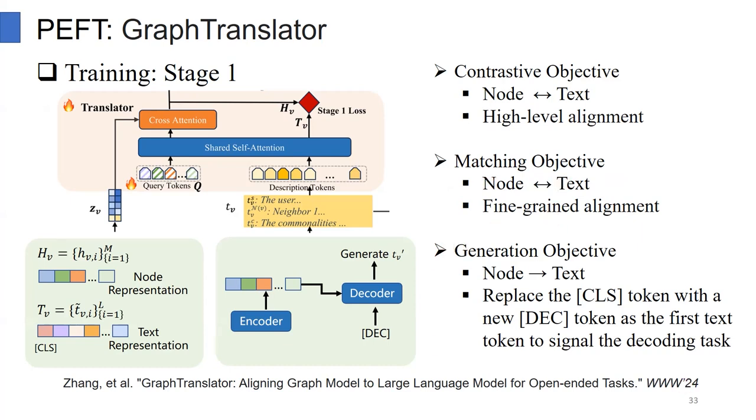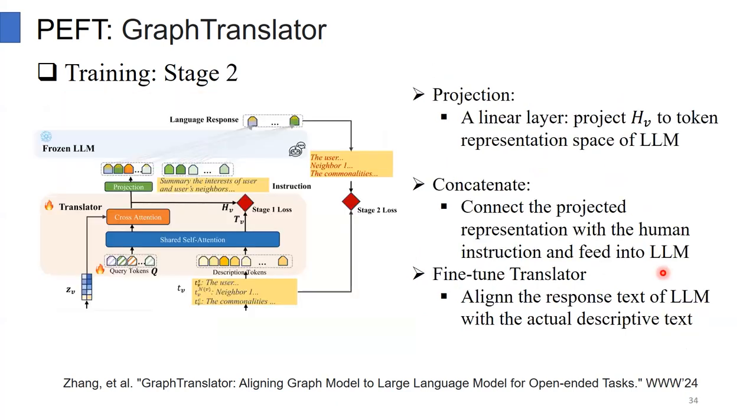And there's also a generative objective. So given the node, can we generate the text? So the alignment is different from generative. Alignment is mutual. We want to make the node similar to text, and the text output embedding should be similar to node. But the generative objective is one way. Given the node, can we recover the text? So this is a detailed training strategy.